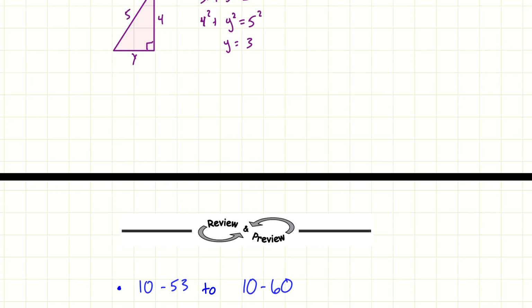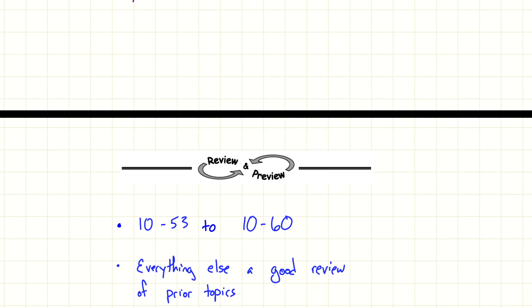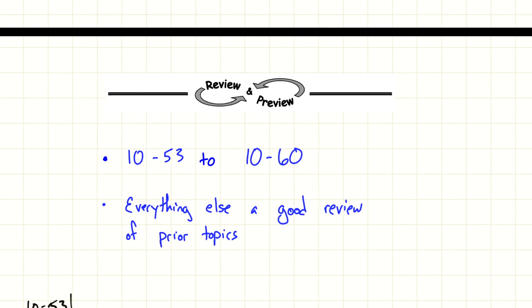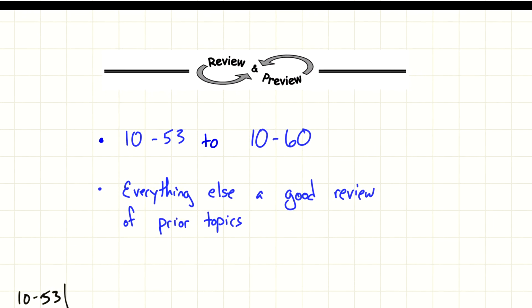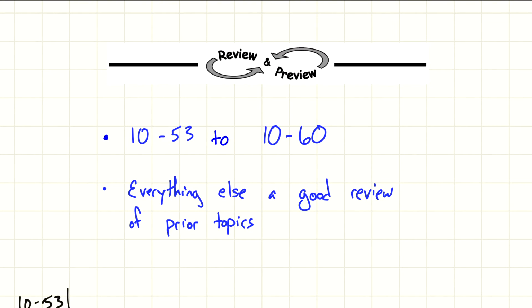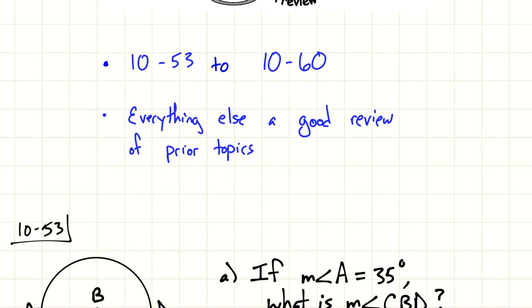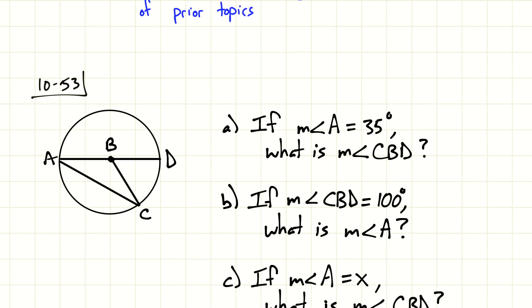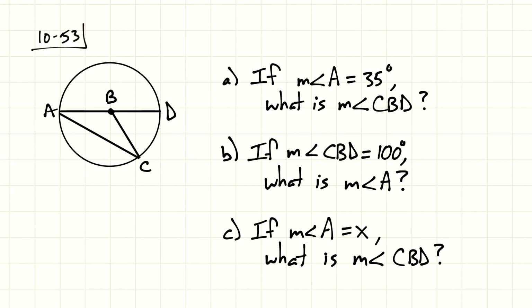And that's pretty much it for the lesson. I'm going to do one more problem, but the next problem comes from the review preview, problems 53 to 60. As usual, everything else is a good review of prior topics. The first problem is a circle problem that I think is good to do. I like to always do these with everyone. So let's go over this one, which is a good example of other topics we've seen before.